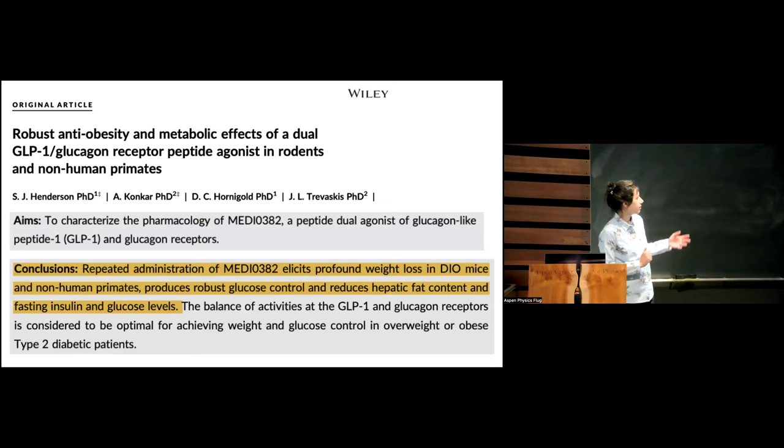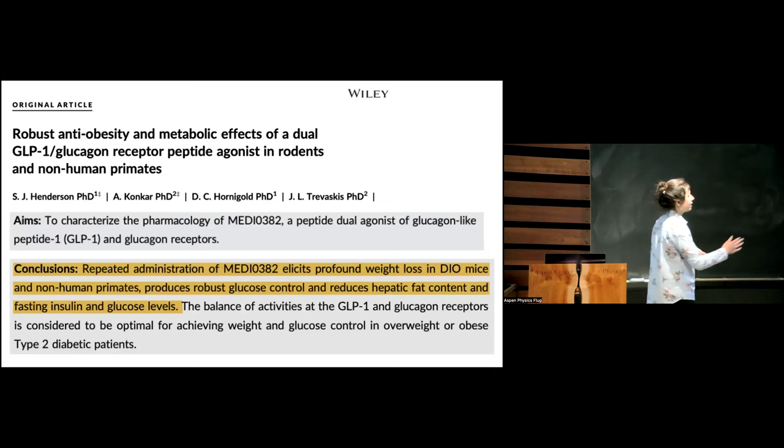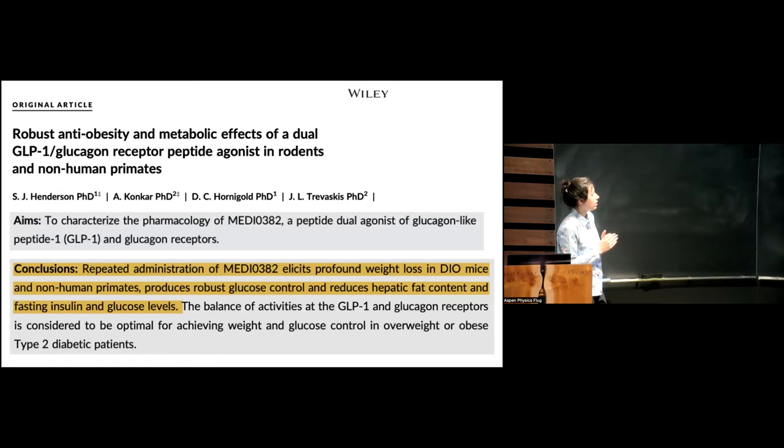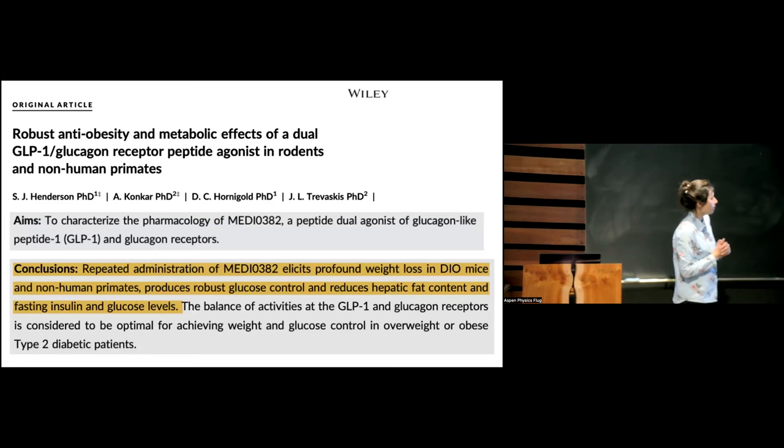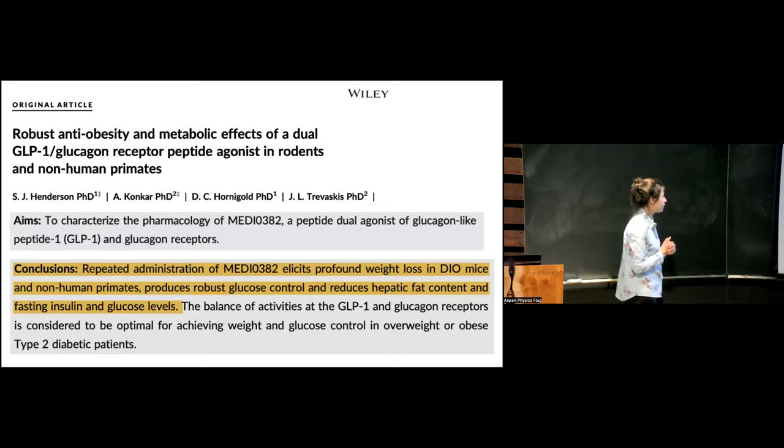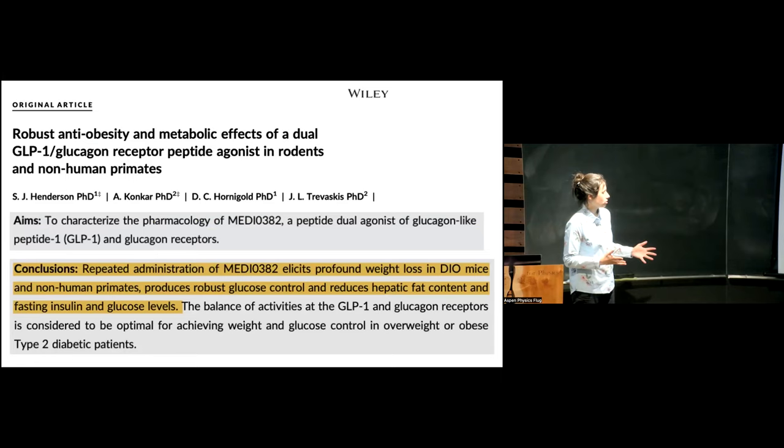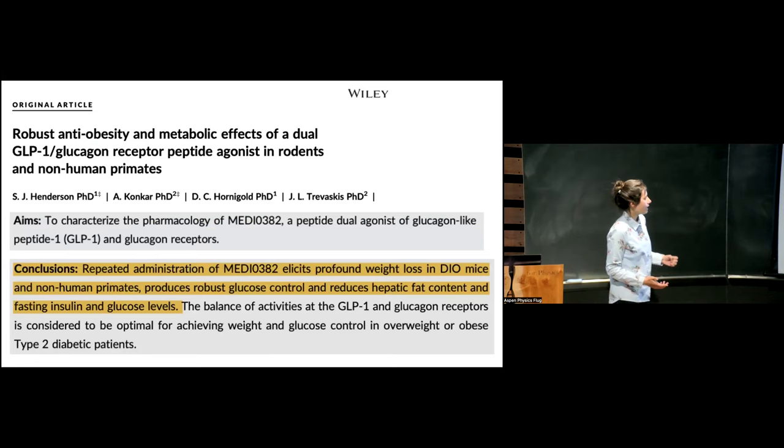Our collaborators at AstraZeneca then took this into humans. They started by looking at rodents and non-human primates, and then put this candidate, MEDI0382, into trials. It's actually still in trials. They found they could cause profound weight loss in mice and non-human primates and produce robust glucose control, essentially the kind of results you would like in a therapy that tackles type 2 diabetes and obesity. These are big problems, right? And the idea that you can address these problems with a peptide is extremely exciting.